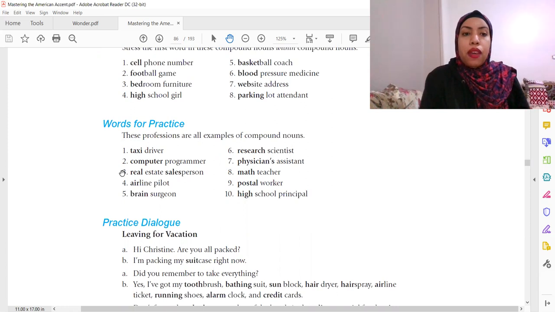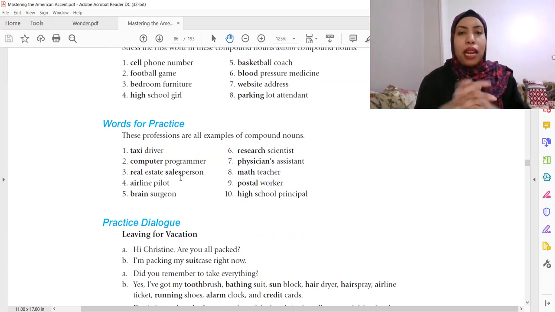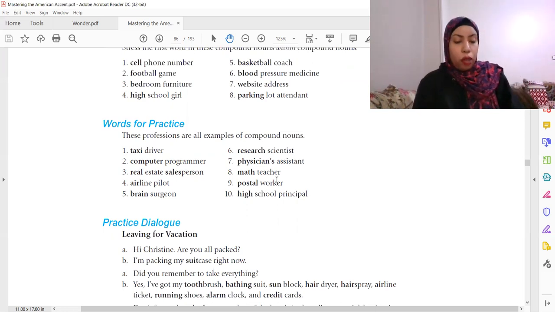Let's say: taxi driver. Number 2: computer programmer. 3: real estate salesperson. I want to tell you something. In number 3 we've got 3 compound nouns. Here I have real estate, that's a compound noun, and then I have salesperson, another compound noun. Then I have real estate salesperson, which is the third compound noun, which means I have 3 compound nouns in this one. And this is why I guess he's stressing the first one here and the first one here. So real estate salesperson. Airline pilot, brain surgeon, research scientist, physician's assistant, math teacher, postal worker, high school principal.